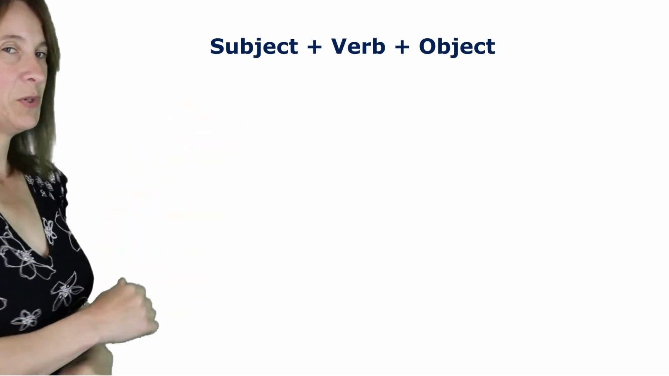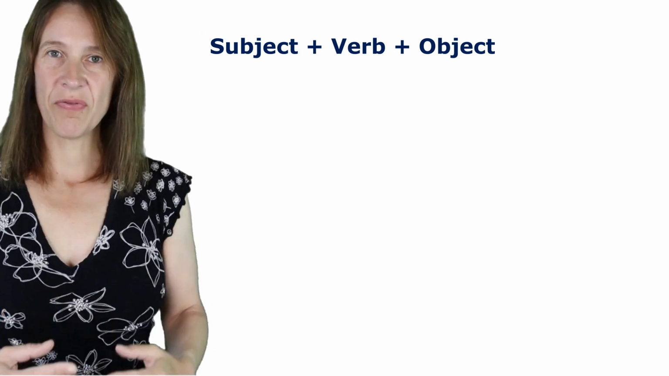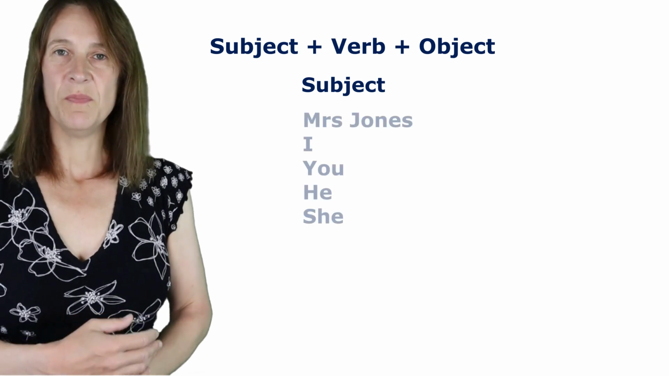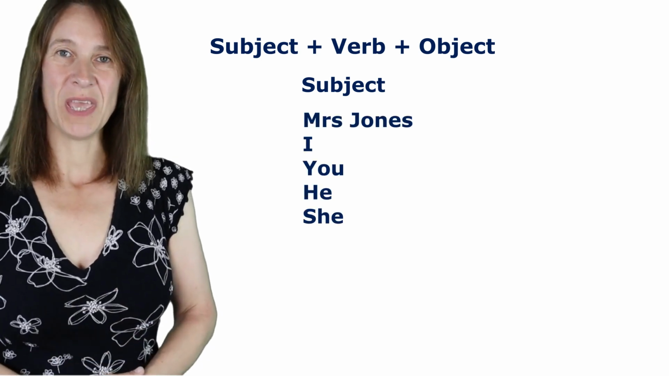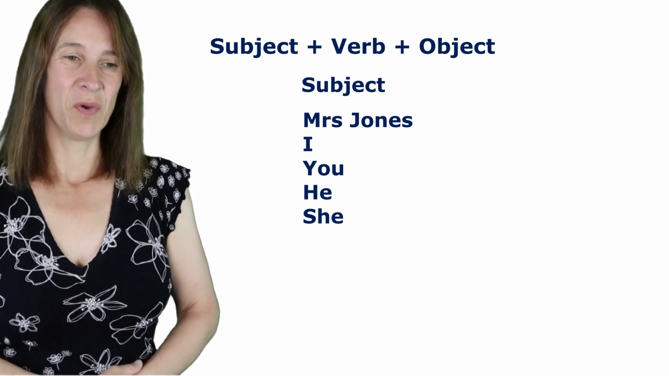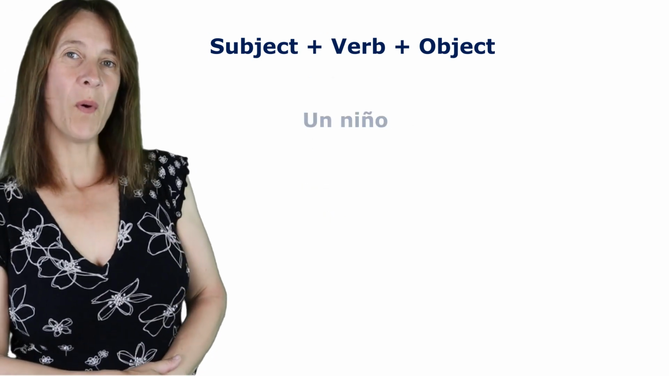To form a basic sentence en inglés or en español, you need a subject, a verb and an object. So let's put those up here. Subject, verb and object. Our subject can be a person, a thing, or what's called a pronoun. So it could be Mrs. Jones or it could be she. It could be you, I, it could be a boy, a girl. So let's start with a boy.